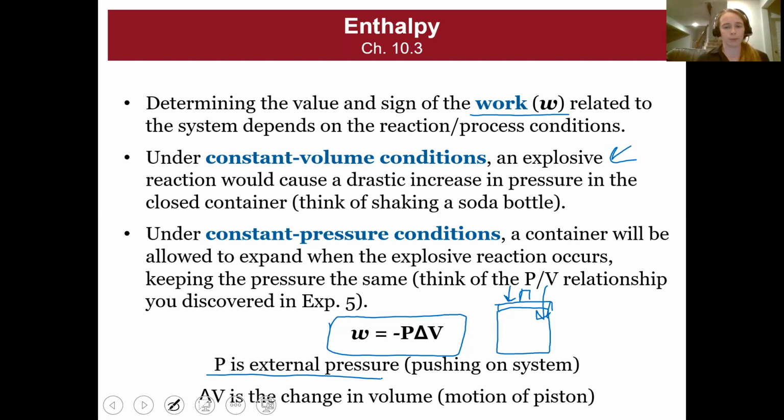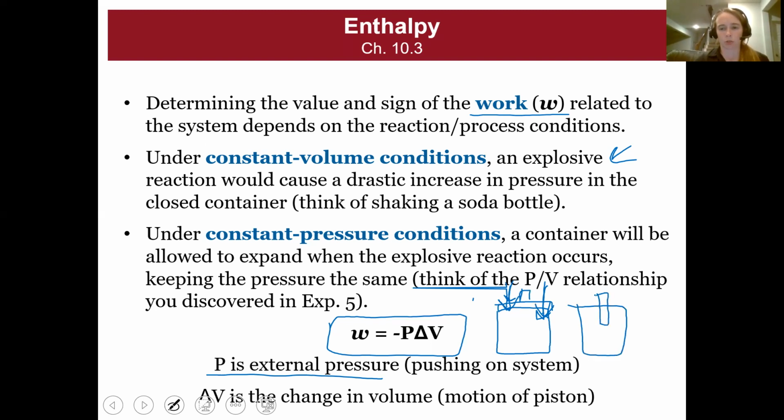It's pushing on the system, not the system pushing out. So we're pushing on the system, our external pressure. And delta V is the change in volume as a result of the motion of the piston. So if we've got a lot of external pressure pushing our system in, the opposite of our explosive reaction, say this is a reaction that absorbs energy. It's going to suck the piston in and lower the volume of our container. So say that's what happens.